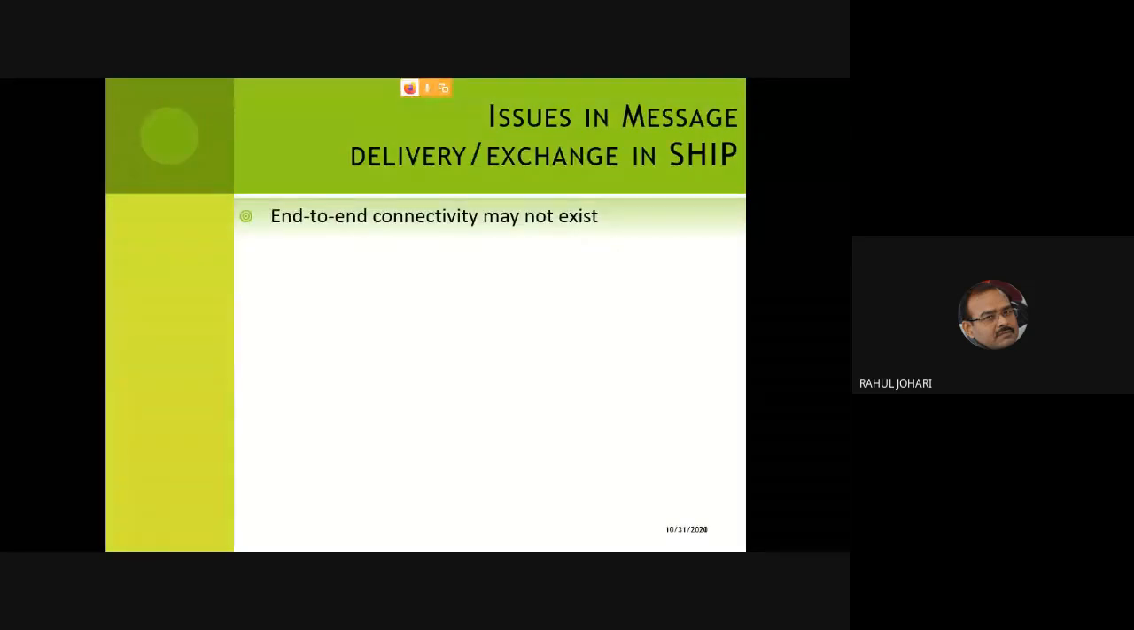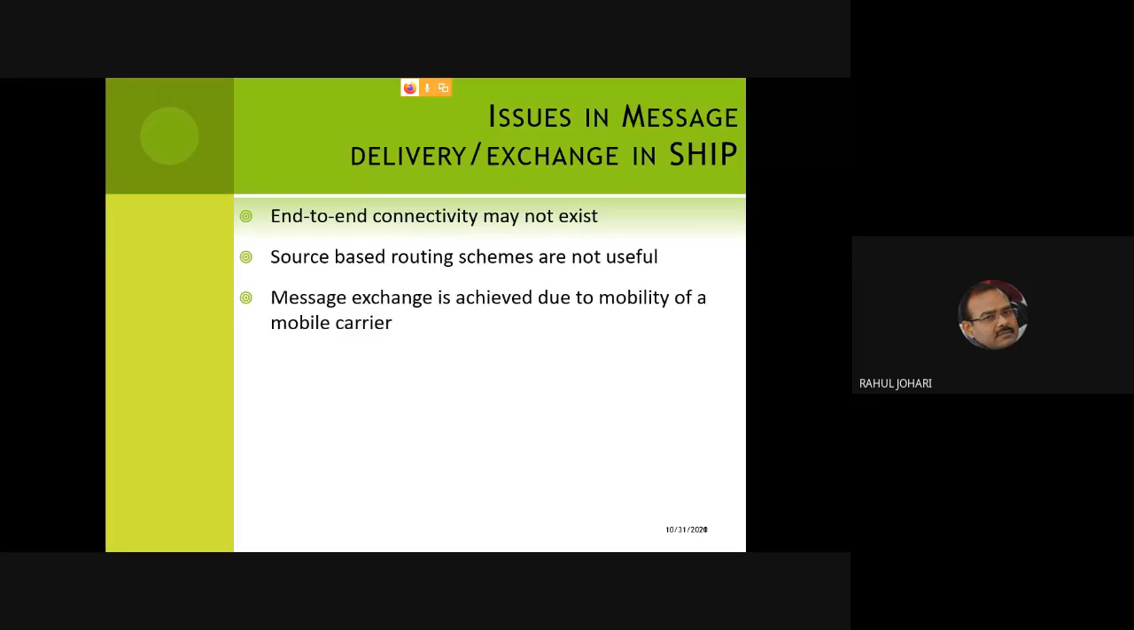Some of the typical message exchange which we see, we'll quickly go through because we have discussed the majority of them. End-to-end connectivity may or may not exist. Source-based routing schemes are not very useful. The message exchange is primarily achieved with the mobility of a mobile carrier. So a lot of things depend upon the quick movement of the mobile carrier, and messages need to be stored, carried, and forwarded, what we call the SCAF concept.